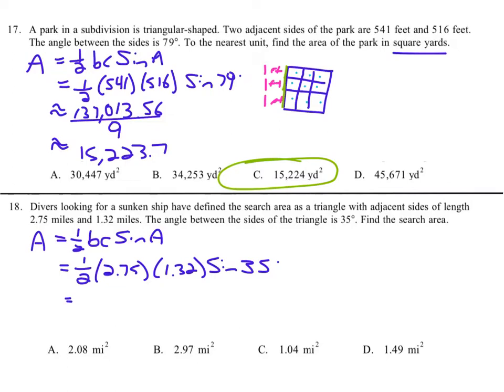35 degrees, sine of that, times 0.5 times 2.75 times 1.32, and I got approximately 1.04. And what are the units? It was miles, so miles squared. There it is.